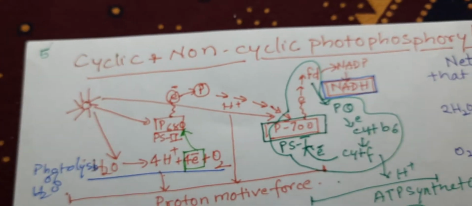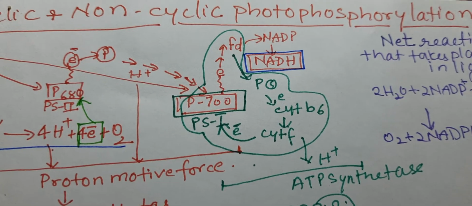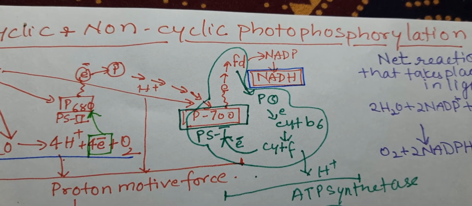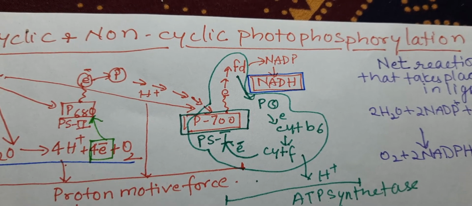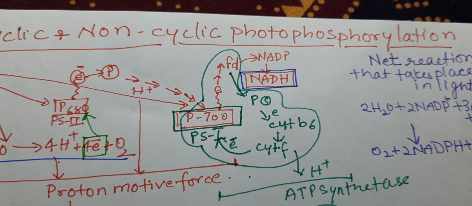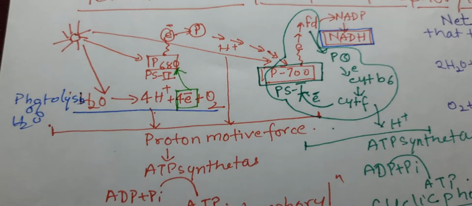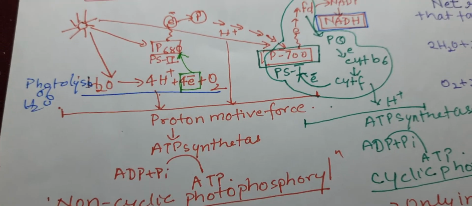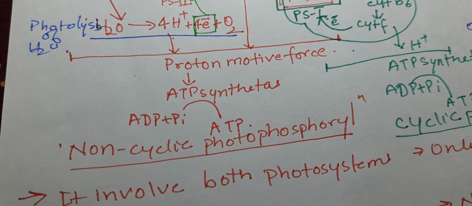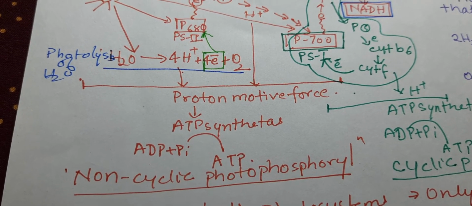But the light is also received by P700, and the electron is excited, it reaches ferredoxin, which passes its electron to plastoquinone, to cytochrome b6, and then to cytochrome f. Okay, now during these events the hydrogen ions, or you can say protons, move into the lumen. Okay, and then ATP synthesis occurs. So this is called non-cyclic phosphorylation.